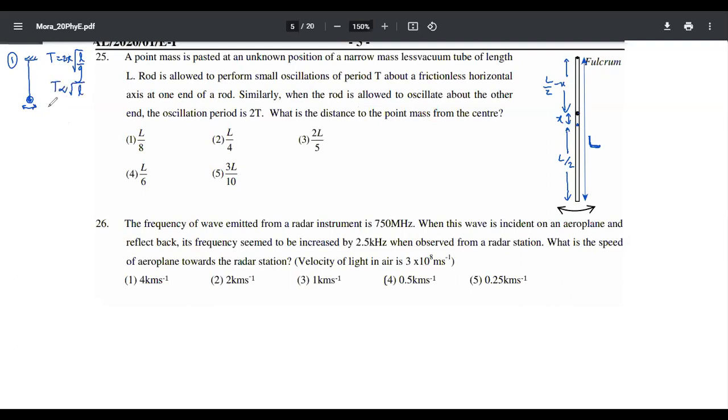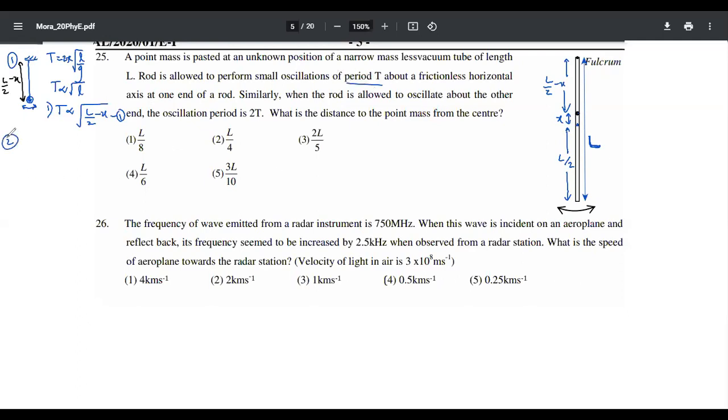For the first scenario, T is proportional to, what is the length of this pendulum, people? What is this length for the first scenario? L by 2 minus x. Therefore, I can put that here: square root of L by 2 minus x. So first equation, and they have given the initial period as T.